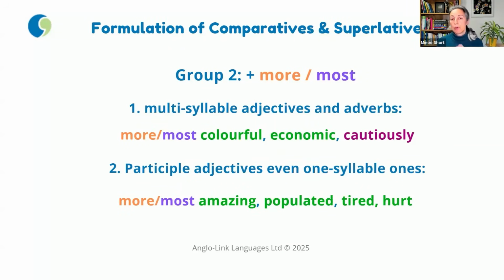More colorful, most economic. More cautiously. The other group that must always take more and most are participle adjectives, even when they have only 1 syllable. Remember from the last session that participle adjectives are adjectives or adverbs that come from a verb. For example, amaze, populate, tire, hurt.